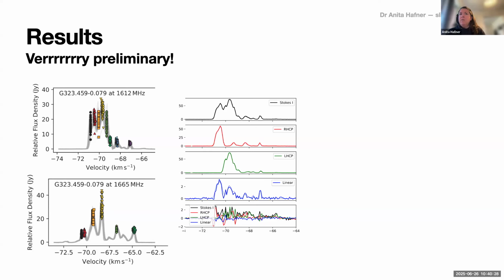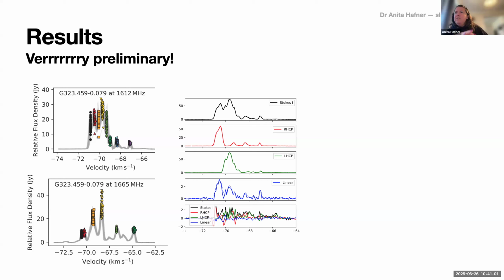So this is an example of Gaussian decomposition. I just grabbed this from my own diagnostic plots, so apologies for no axis labels or anything. But this is the spectrum in Stokes I at the top, right-hand circular polarization, then left-hand circular polarization and linear polarization. And then the bottom plot is a plot of the residuals of the fits. Trust me, if I were to put every single Gaussian feature in there, it'd be a horribly busy plot, but this is just from my own diagnostics.